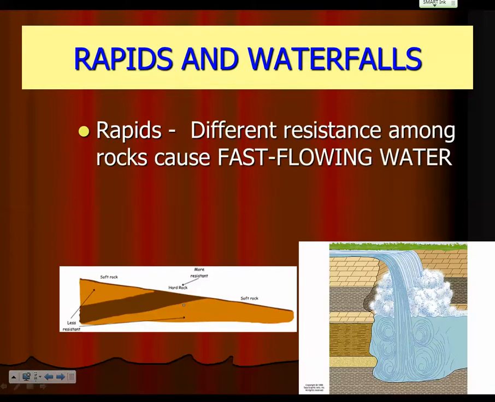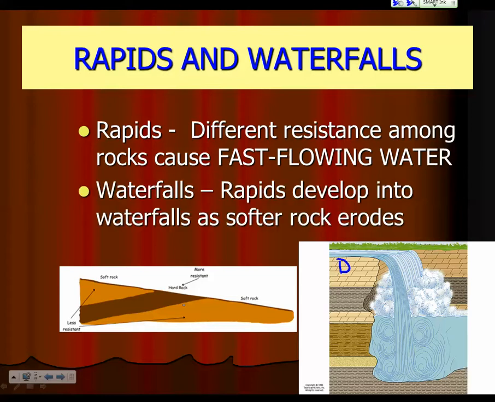Rapids: different resistance among rocks causes fast-flowing water. And you can see in the diagram on the right-hand side the waterfalls, and how on the surface there's a rock type, in this case dolostone. This dolostone is harder than the rock beneath it. This shale is weaker. It's being back cut like that. And another layer of dolostone there is harder. This is shale, by the way.